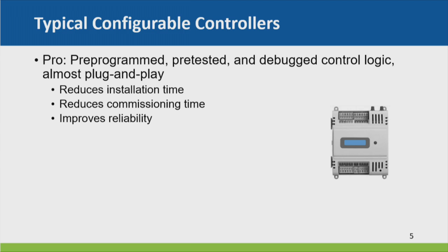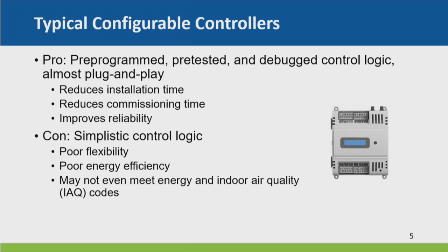See, the advantage of the configurable ones was that they're all plug and play. So you could just put the system together, plug it in, and arguably it works. And that's really nice. So it reduces your installation time, commissioning time, and improves reliability. Unfortunately, in general, the sequences were really simplistic. In fact, the early DDC controllers simply implemented a pneumatic control. If you look at VAV boxes with a pneumatic control, the early DDC systems did exactly that, no more. So it was basically an expensive pneumatic controller.